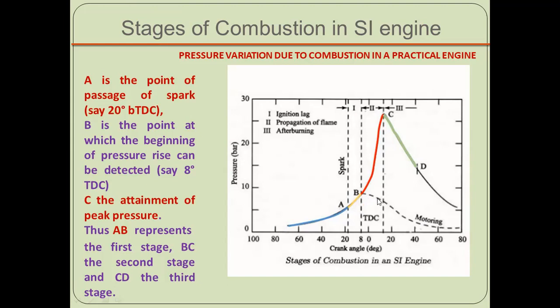Without any combustion we can rotate the engine, which means some amount of pressure is available in the combustion chamber. The minimum pressure available in the combustion chamber is around 10 bar. The next period is B to C, the flame propagation period. Here the combustion starts from point B, and with the help of the spark plug the pressure rises. The rate of pressure rise is gradual from B to C, and the maximum pressure occurs at point C. The next one is C to D, the after burning period.